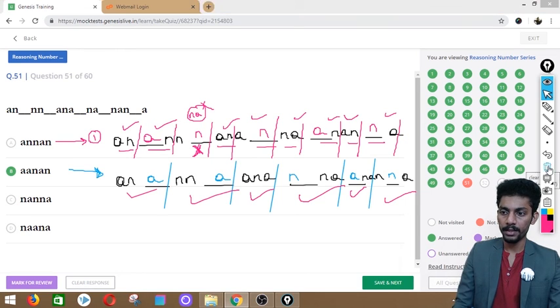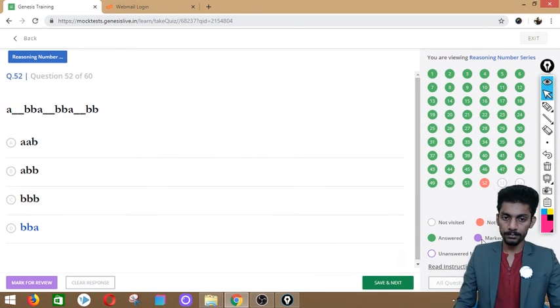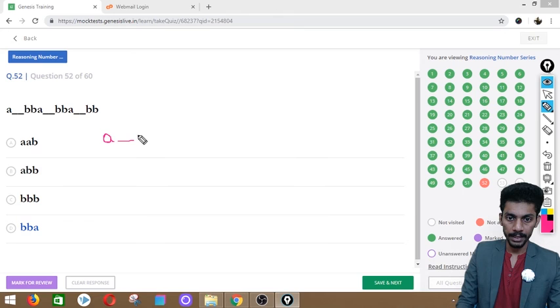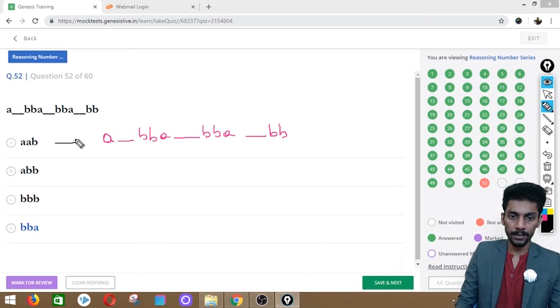So save and go for next question. Okay, let's solve question number 52. Question number 52 says A dash B B A dash B B A dash B and B. Okay, so now let's check with option 1. Put A here and B here according to option A. So let's check whether any pattern is followed.